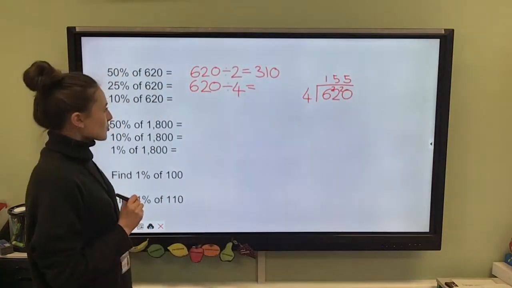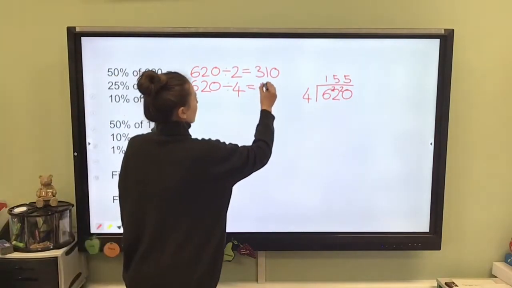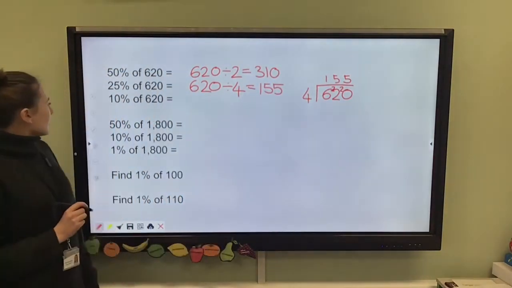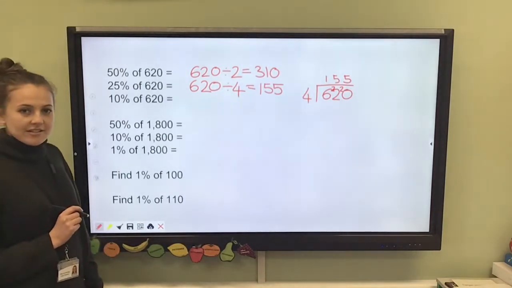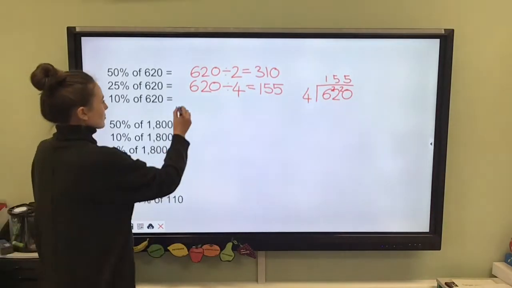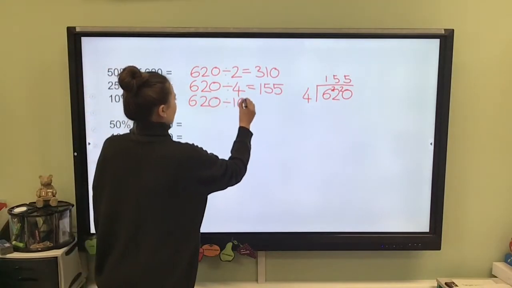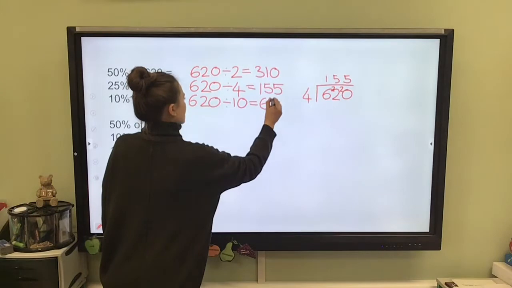So 620 divided by 4 is 155. So finally on this one, 10% of 620. 620, nice and easy, divided by 10 equals 62.